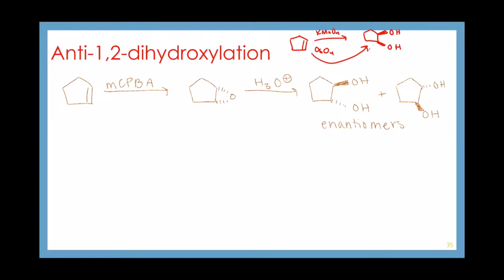This route is going to give us a trans diol. So using MCPBA, we make an epoxide, and then you can react in acid or in base. Remember, this is going to affect the regiochemistry only of your outcome. But in either of these situations, you would bust open the epoxide and create a vicinal diol. The difference being that this is going to be trans.